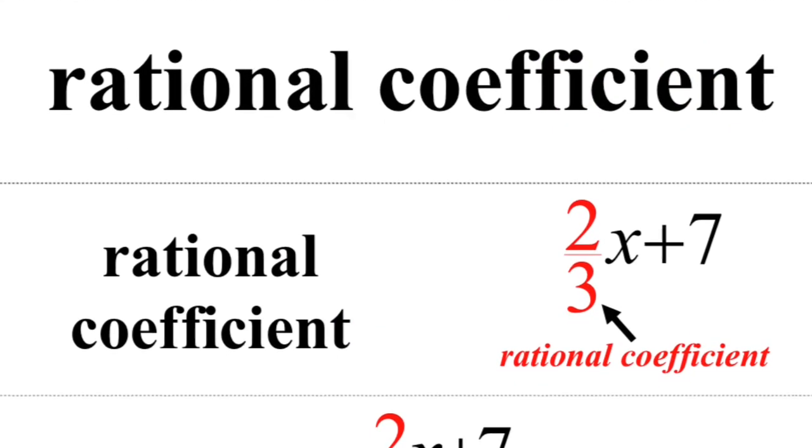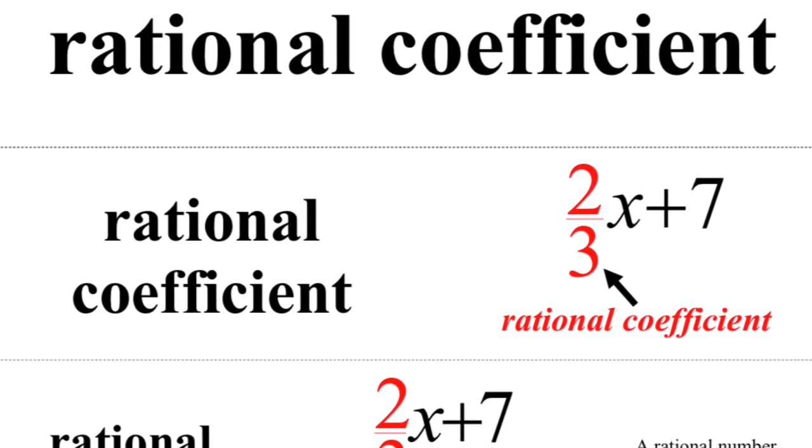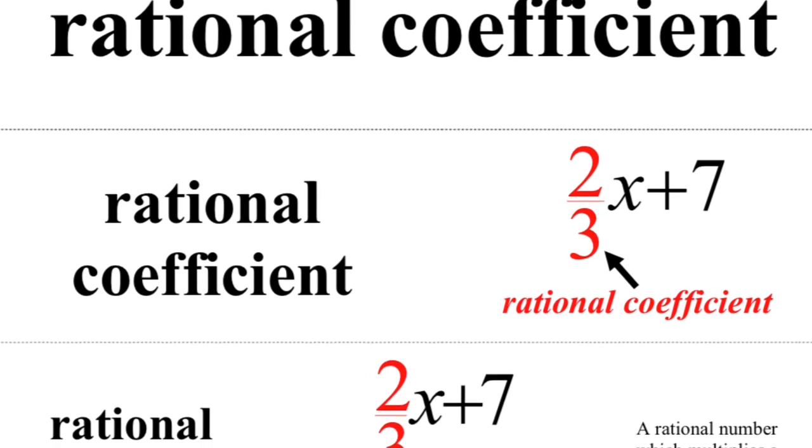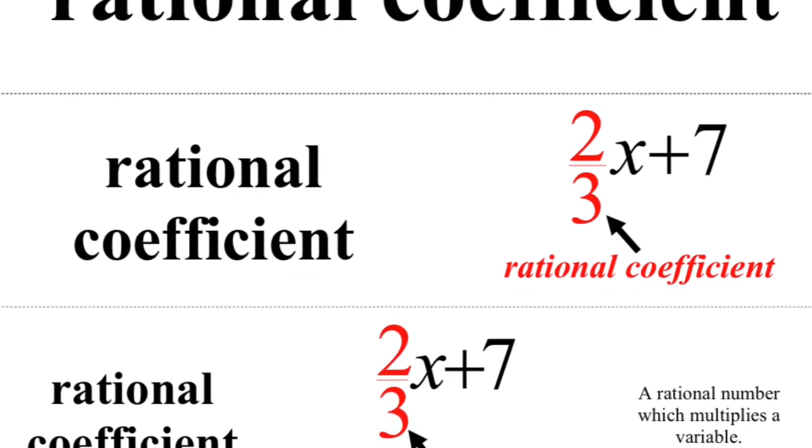A rational coefficient is exactly what it sounds like. It's a coefficient that could be a fraction or a rational number. It's a number being multiplied to a variable.